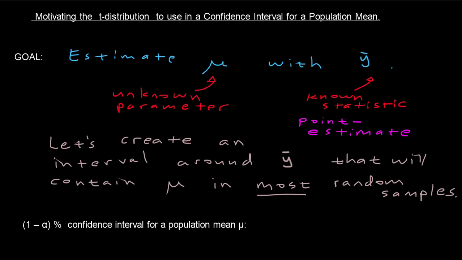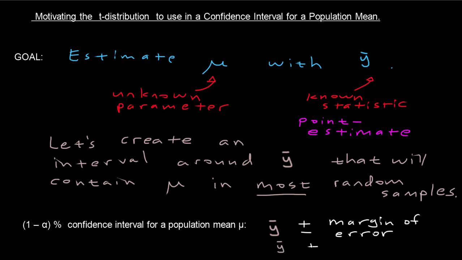So this interval that we are going to create is constructed as such. This is called a 1 minus alpha % confidence interval, but this is not the formula that we're going to use. I'm just going to motivate why we need the T-distribution. So in general, the way that this interval is created is it's plus or minus from the sample mean some sort of margin of error. So what goes into that margin of error?